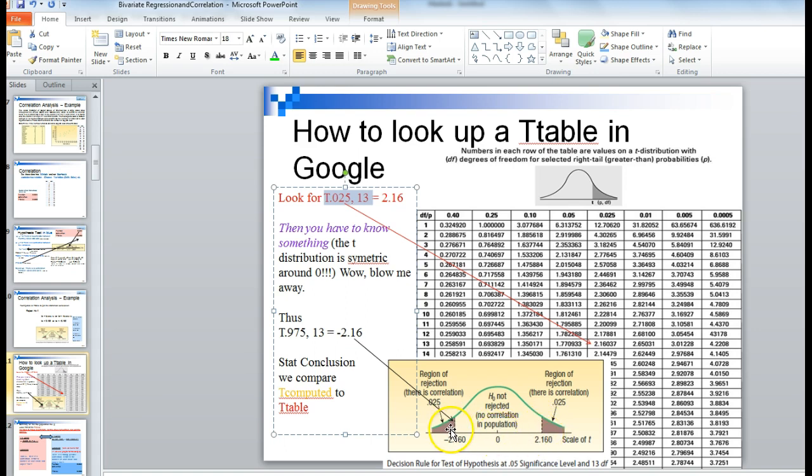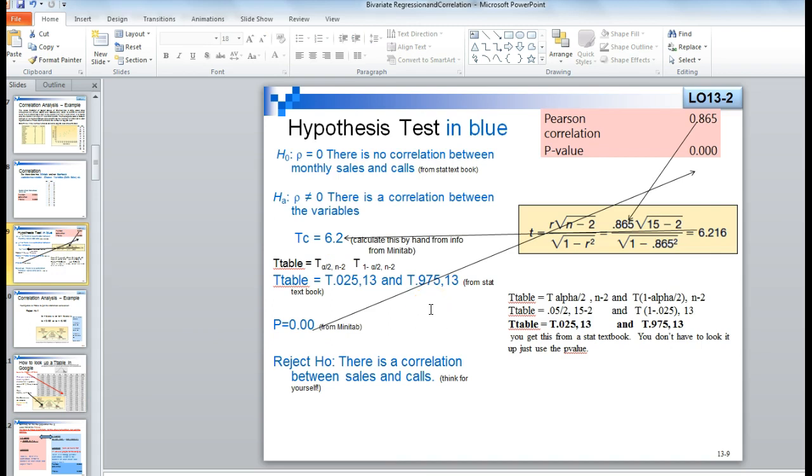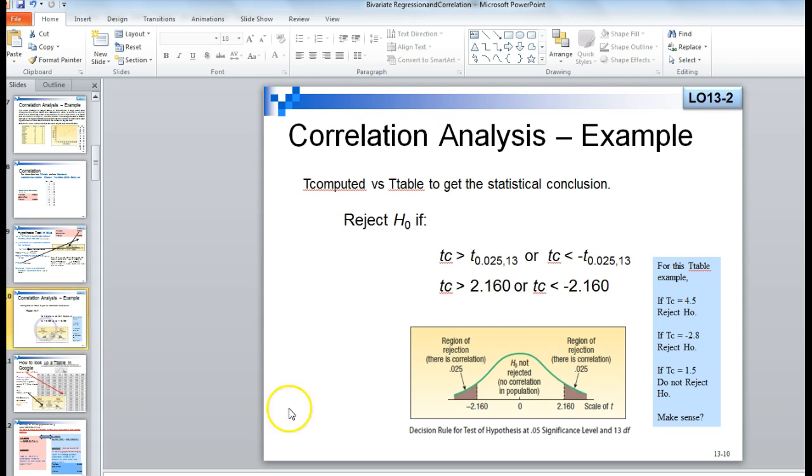We need 975 because we're looking up 025 here. 975 means 97.5% of the distribution lies to the right. This will be negative 2.16. So whatever you look up here in Google, just put a negative sign on it here. It's symmetric around 0, so just put a negative sign on it. All right, so we would have 2.16 and negative 2.16, and the reject region is as follows.